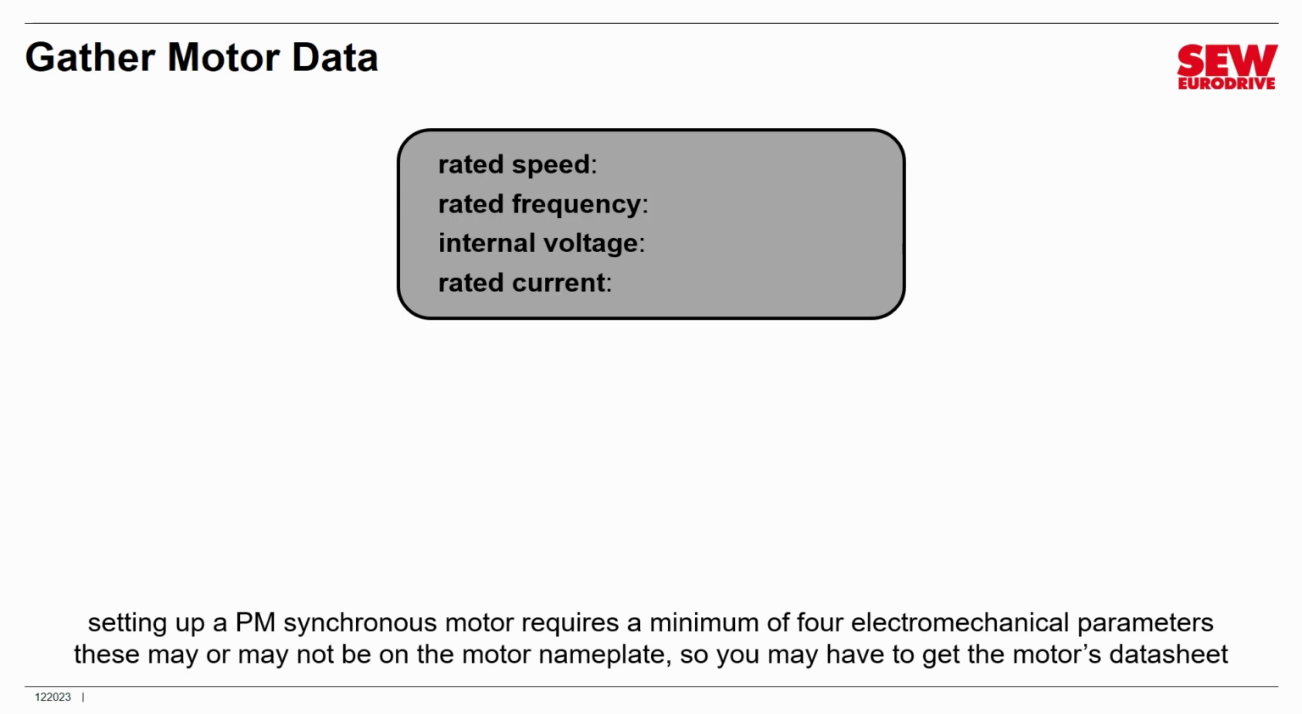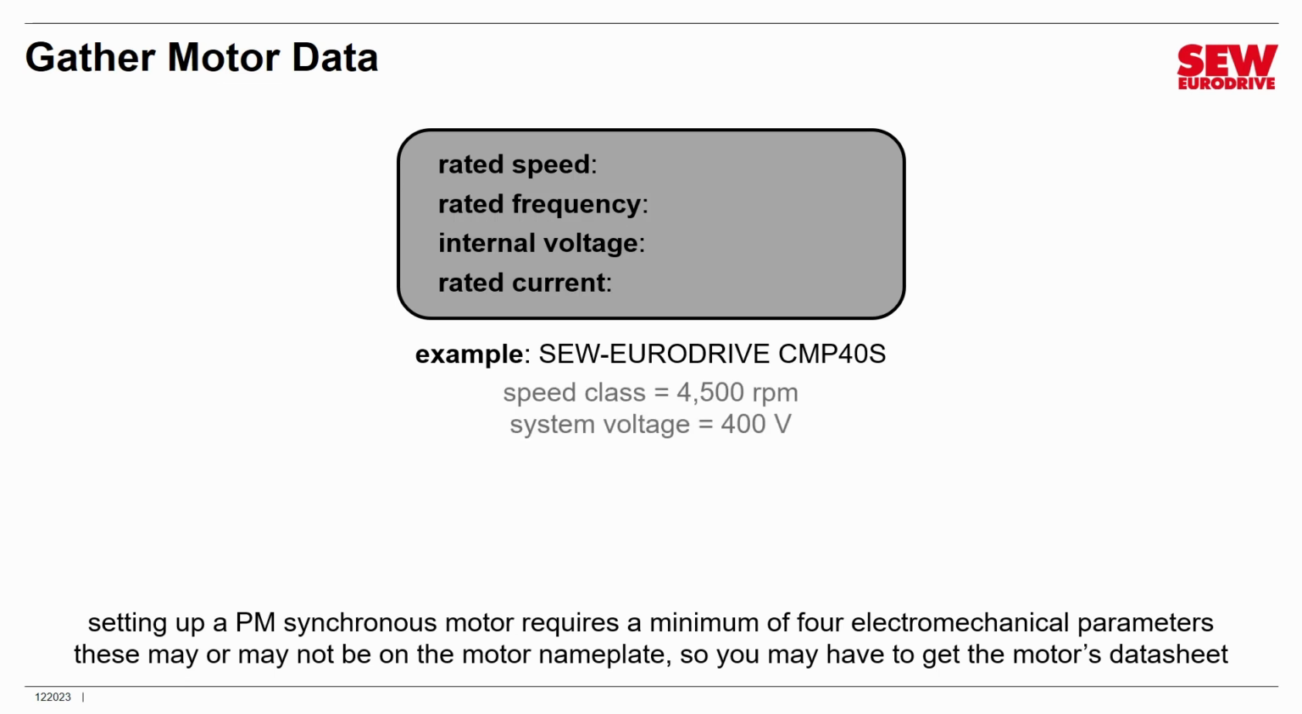Let me give you an example to show you how you obtain these 4 pieces of information. I'm going to use an SEW motor, a CMP40S, which I have with my demo unit. I'm going to demonstrate setting it up in just a few minutes. Now this motor, according to its nameplate, has a speed class of 4,500 RPM. Servo motors usually are rated by speed class. For example, 2,000 RPM, 3,000, 4,500, or 6,000.